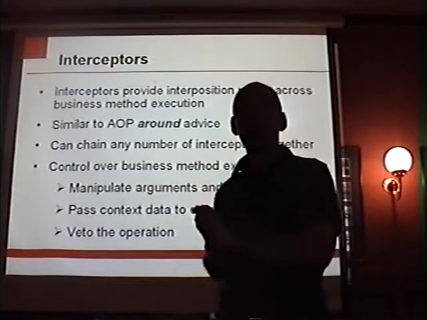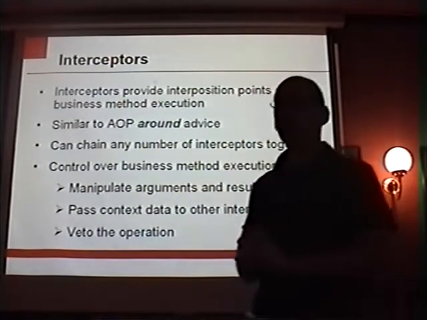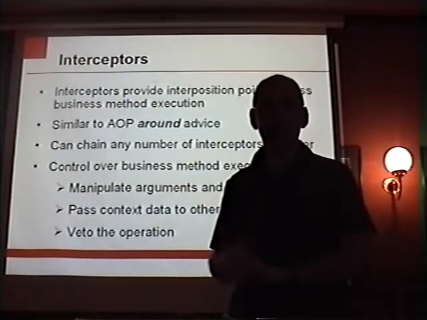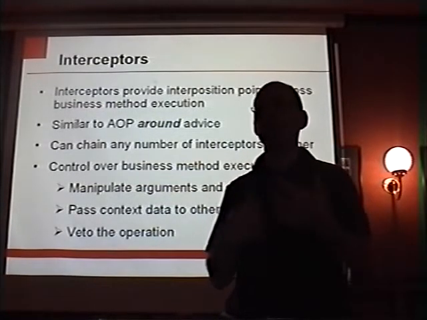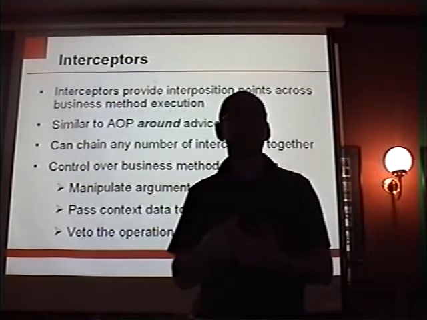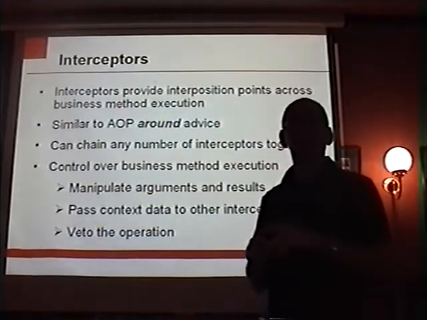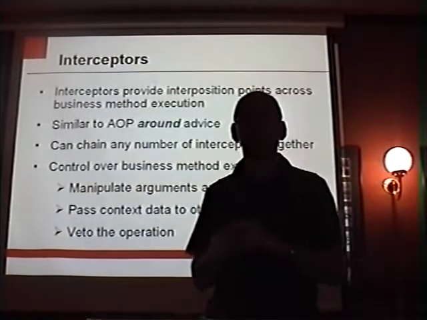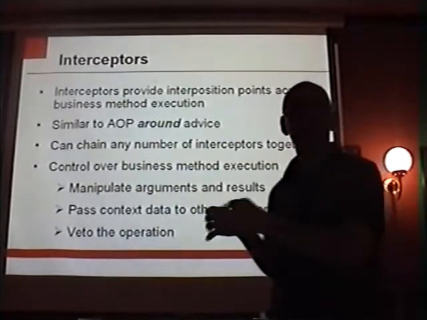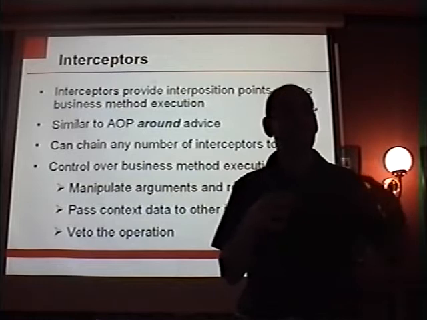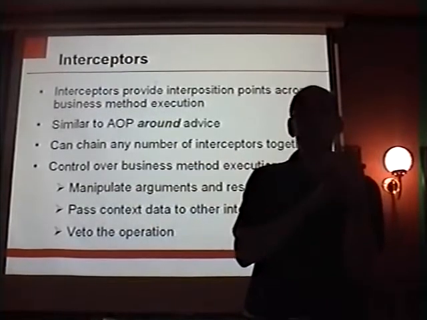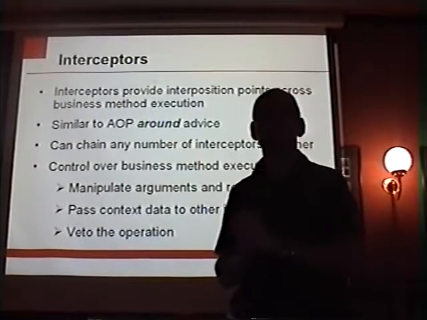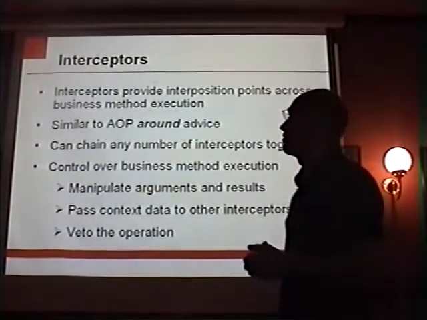So interceptors are kind of an AOP-like construct. They give you some AOP functionality, the ability to intercept business methods. So if I want to do something before a business method gets executed, but it's not in the business method itself, it's somewhere else, I can make that an interceptor. And that will then get invoked. The container will invoke me before it invokes the business method. This allows us to do some very powerful things that we'll see.